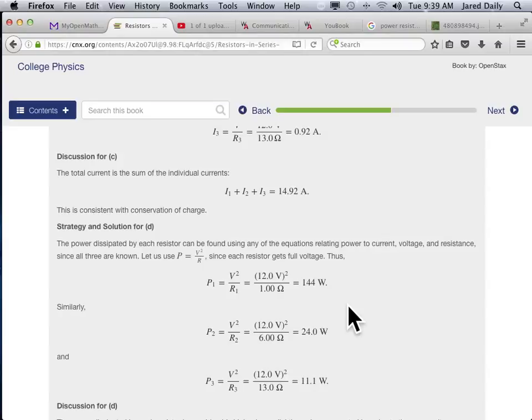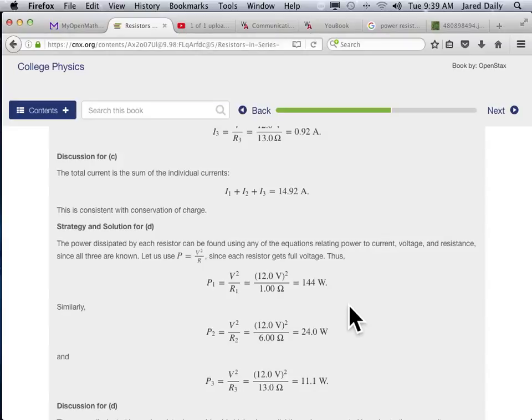And it has a huge amount of air flow and heat sinking capability. 144 watts is a lot of power. That's a lot of heat. That's a hot, bright light bulb. You wouldn't be able to touch the resistor, it would be so hot.